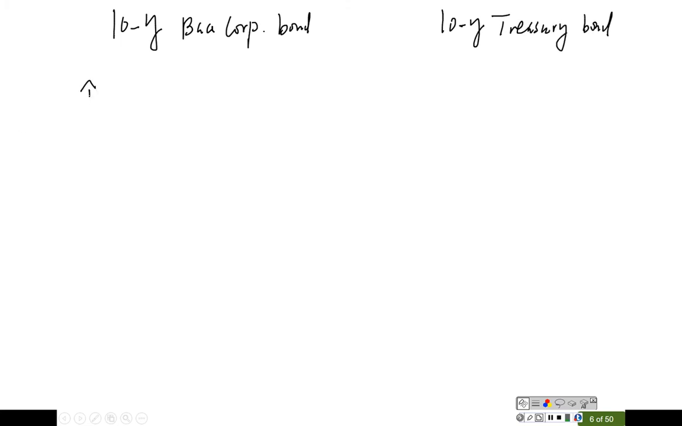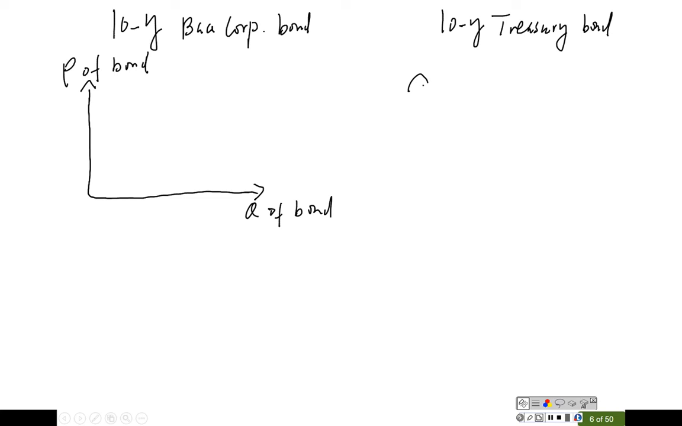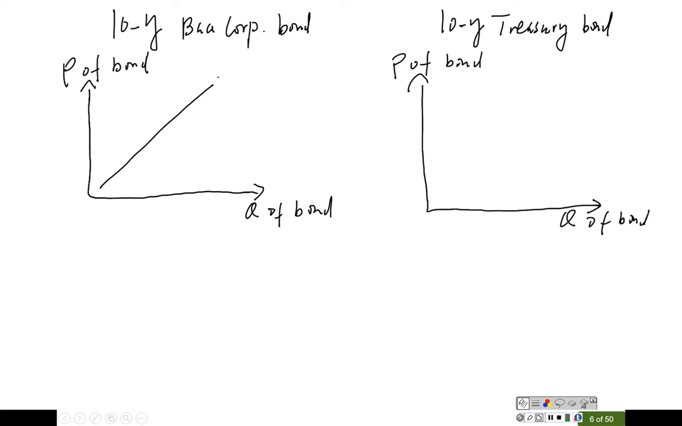Like what we learned in the last chapter, we need to draw a bond supply and demand curve. So that's the price of the bond, that's the quantity of the bond. Price of the bond and the quantity of the bond. And then you can draw the bond supply and the bond demand.